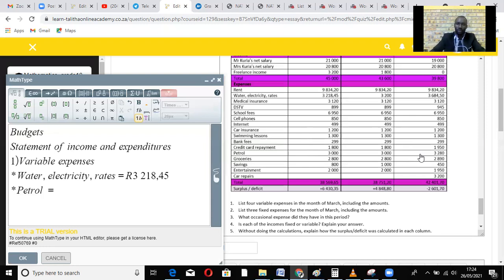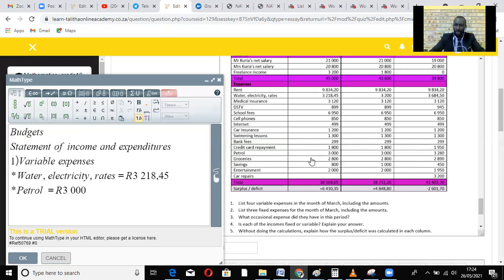So petrol changed. So we consider that what? We consider that a variable expense, an expense which can vary. For example, the petrol costed 3,000. What is the next cost that we would like to look at? Well, there are so many others. You could even look at groceries.